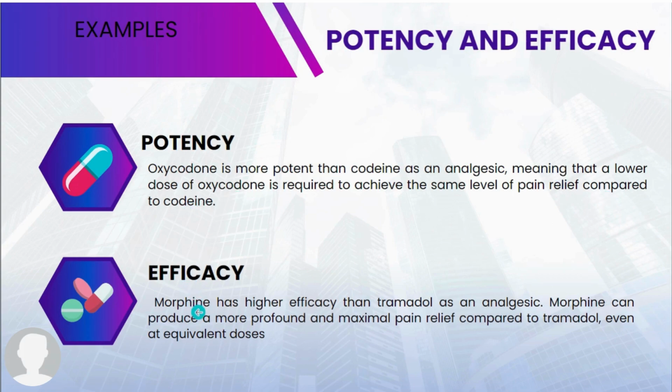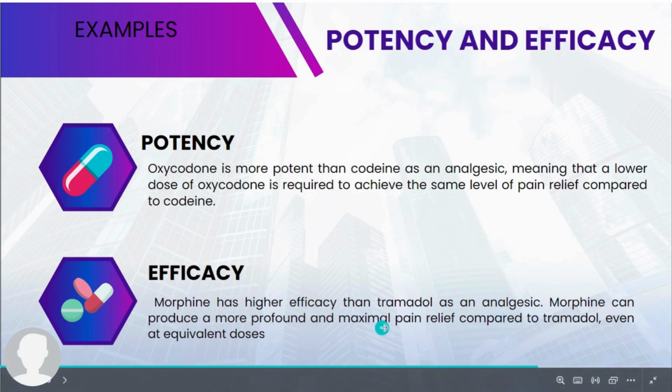Very simple. Efficacy. Morphine has higher efficacy than tramadol as an analgesic. Morphine can produce a more profound and maximal pain relief compared to tramadol, regardless of concentration, even at equivalent doses.